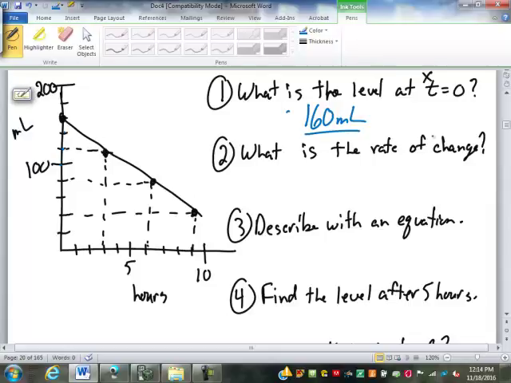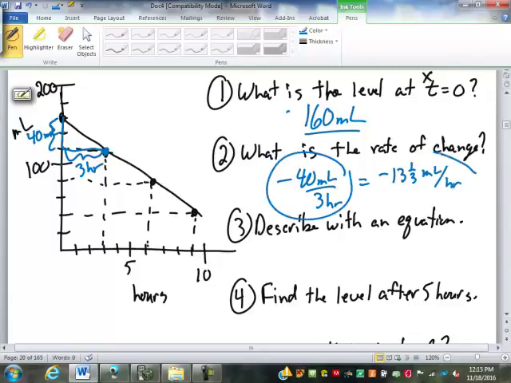What is the rate of change? Well, it goes between 2 points that I can identify, or 2 coordinates on the graph, sometimes called lattice points. It goes down how far? That represents 40 milliliters over 3 hours. It is going down, so it's negative. So that's a negative 13 1/3 milliliters per hour. Or if you'd have left it as a negative 40 over 3, that would be acceptable as well.